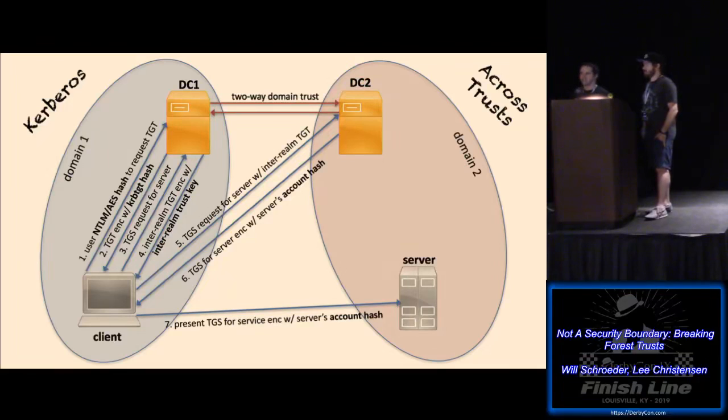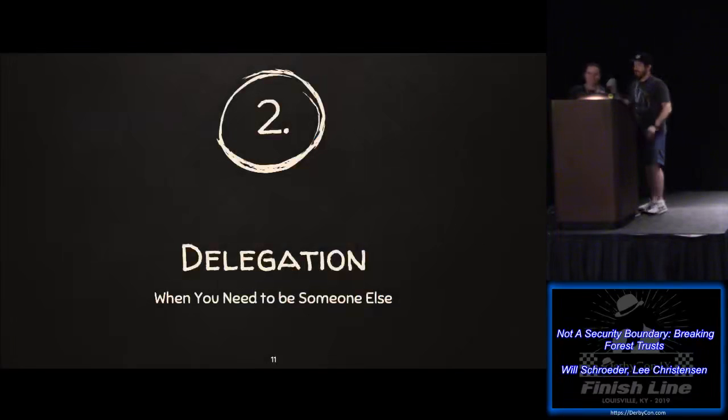And rather than returning a service ticket immediately, our domain controller returns a referral TGT. That referral TGT is encrypted with an inter-realm trust key. So when a trust gets established, that key is generated, and then we receive a TGT that's encrypted with that. Then we present that TGT to the other domain's domain controller, saying, hey, we want to access the service in your domain. And then that domain controller returns a service ticket for that file share. So a little more complicated, but not too bad.